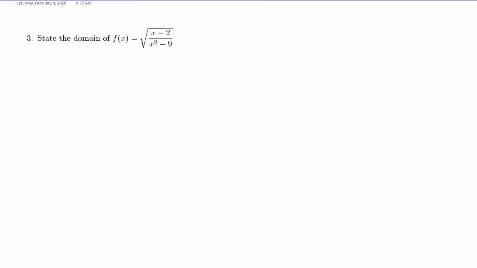So you ask a really good question about the domain of this function, and you're exactly right that we want to make sure that the expression underneath the radicand is non-negative. So we go ahead and set (x minus 2) over (x squared minus 9) to be greater than or equal to 0. I think at this point it's best to put it into factored form.